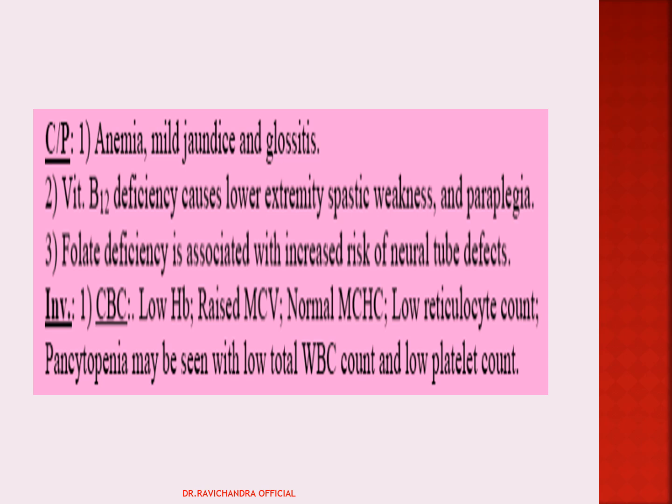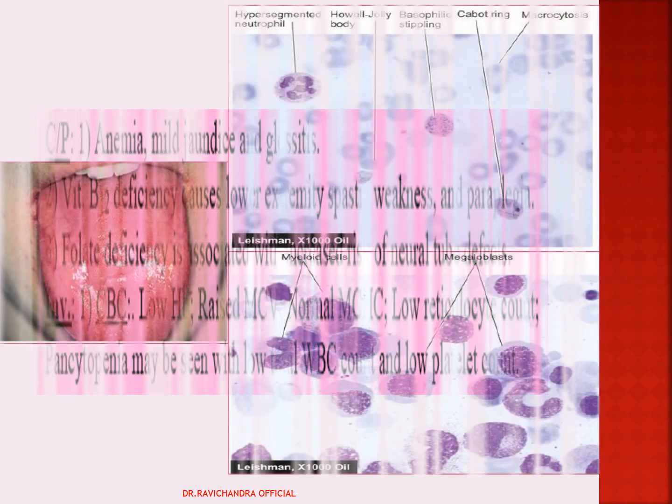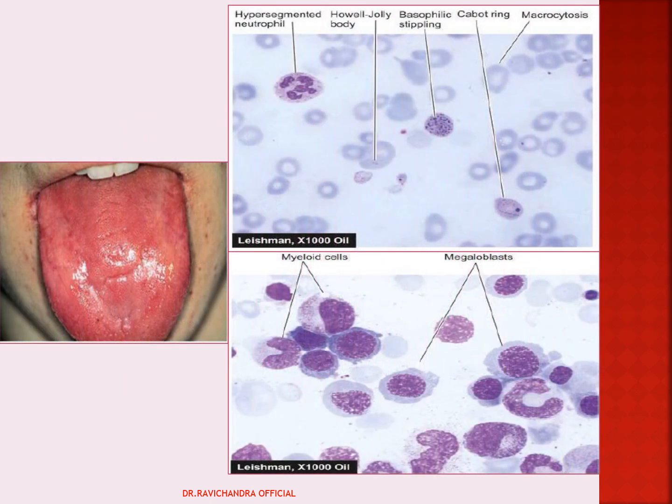If the neutrophils are having more than 5 lobes and if they are present in more than 5% of the total neutrophils, or if a single neutrophil is having 6 lobes also, it is a characteristic feature of megaloblastic anemia. So this is a picture showing beefy red tongue, which is a classical feature of megaloblastic anemia.